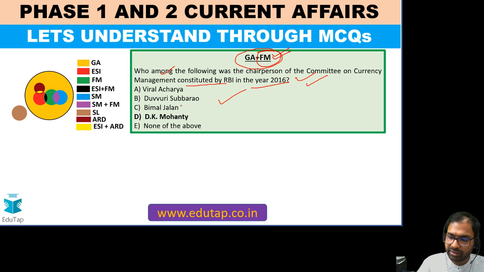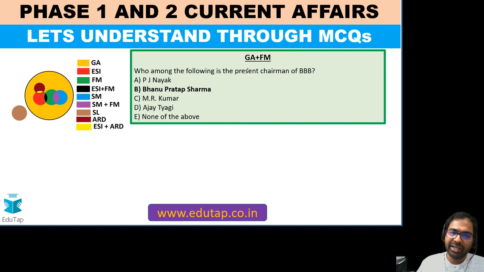Right. And why can it be asked in GA? Because FM is a subset of GA. So whatever current affairs you are reading for FM, in GA also, questions can be asked. Let us see another question.